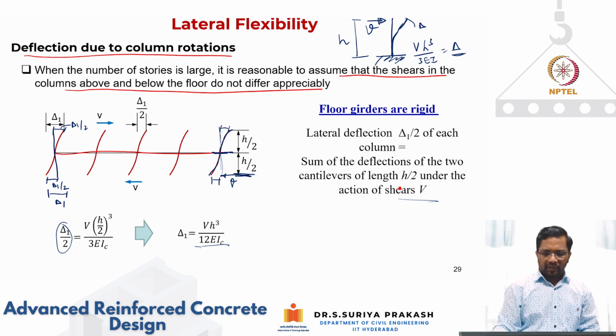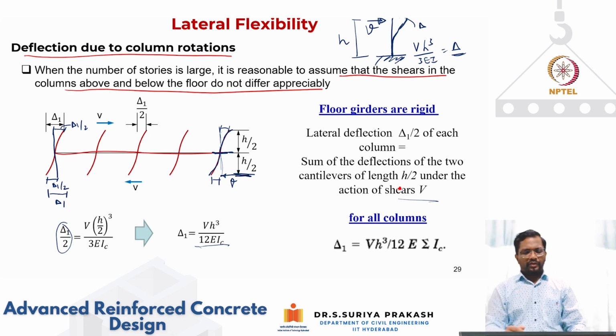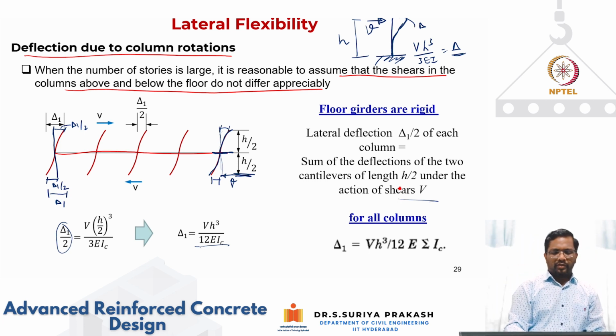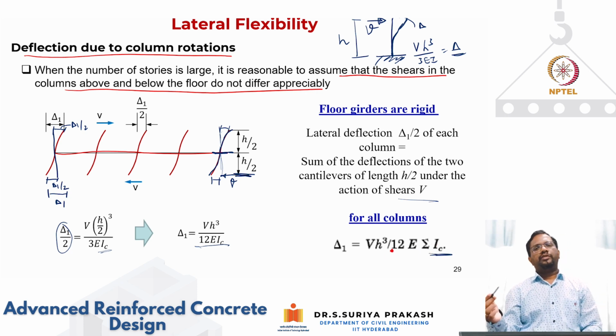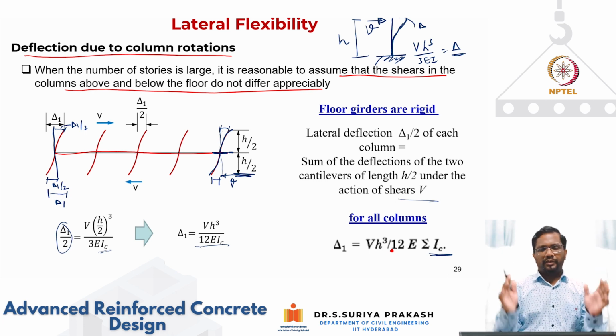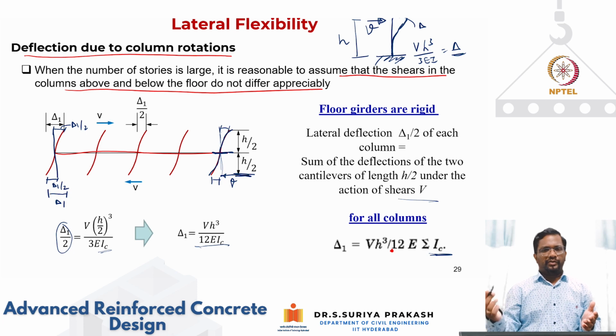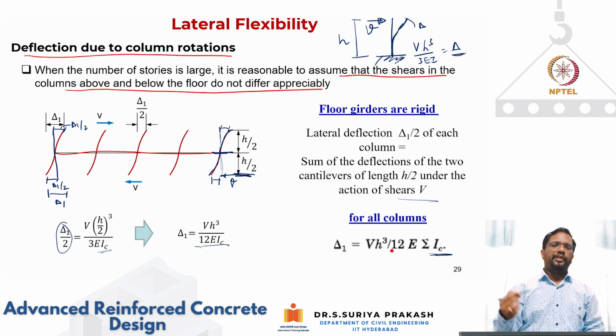Now let us see what happens for all the columns. Now when you look at it, again, this is for one column that we did. Now if I know the number of columns in the story, then instead of IC, I have to sum the stiffness, okay? Because the elastic modulus of the column is not going to change, because usually columns are all cast with the same grade of concrete for a particular story. So the elastic modulus is 5000 square root of fck. When fck remains constant, E is going to remain constant. There is not going to be change.